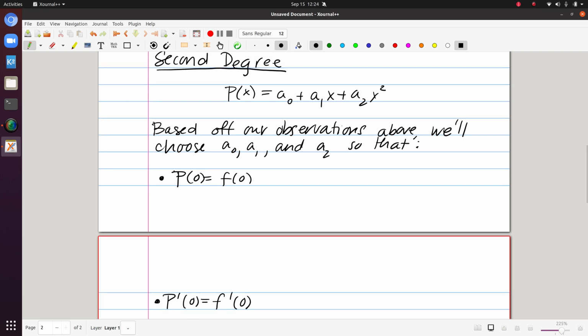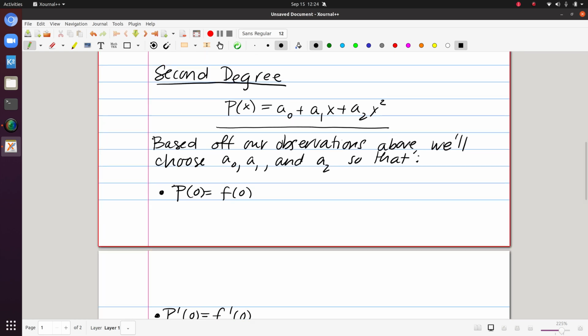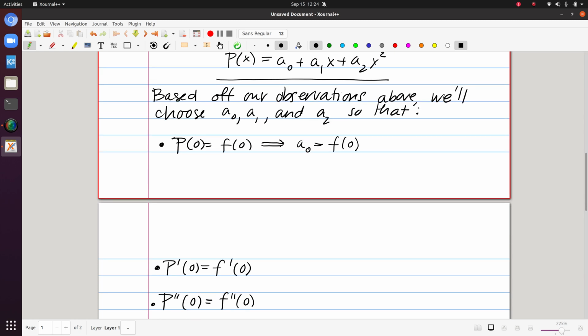Well, we come back up to our arbitrary polynomial up here. For this first bullet, I want to plug in x equals 0, and I want to make sure that what I get equals f of 0. If you plug in x equals 0 to this polynomial, you'll be left with a sub 0. So in order to make this true, we need to choose a sub 0 to be f of 0.